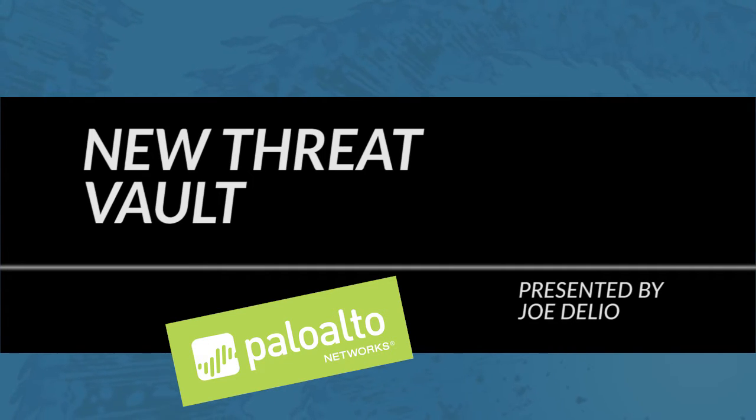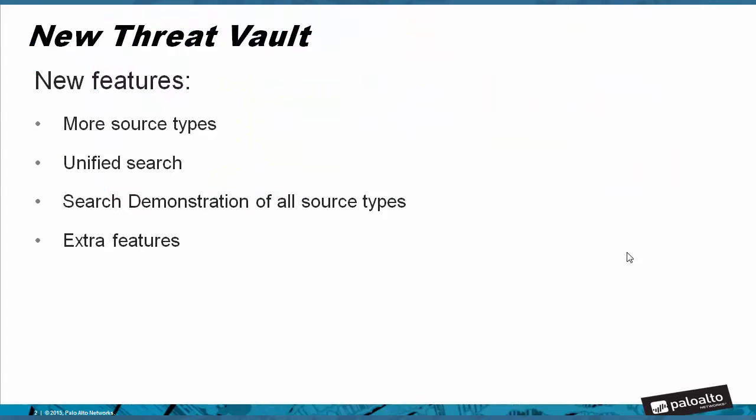In today's video tutorial, I'll be showing you all about the new Threat Vault. The new Threat Vault has been redesigned to allow for better use, search, and display of the data to help everyone find what they need. Inside the new Threat Vault, we have some new features. They've included more source types. We've got a unified search, which I'll show in a second. I will be demonstrating all the different source types and examples of searches, as well as extra features.